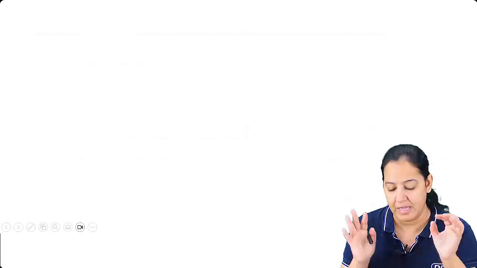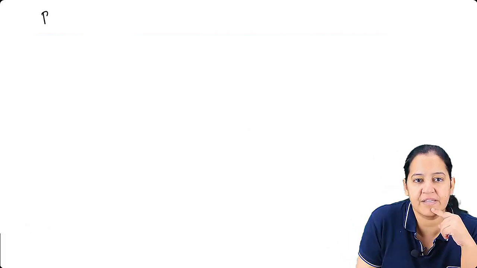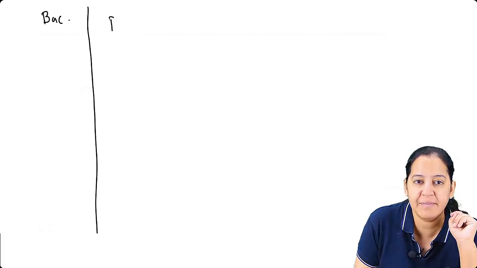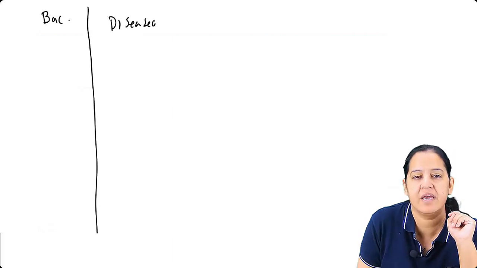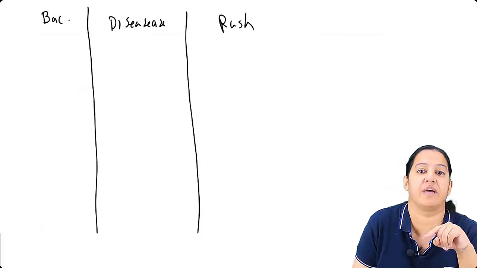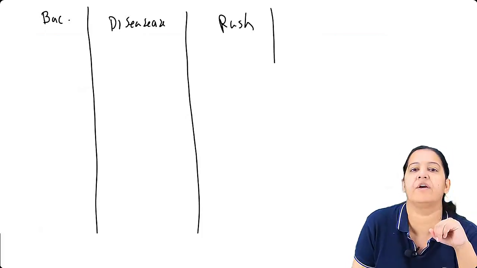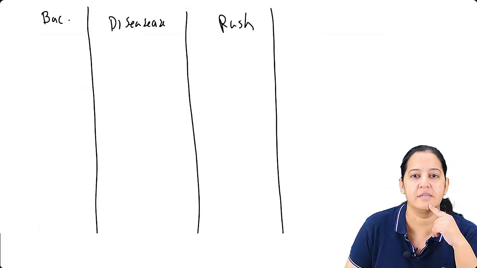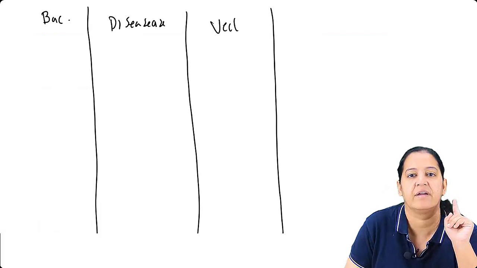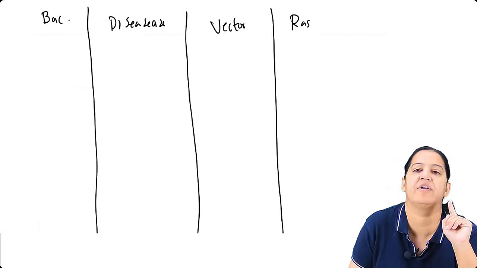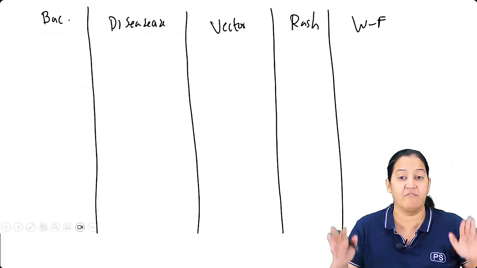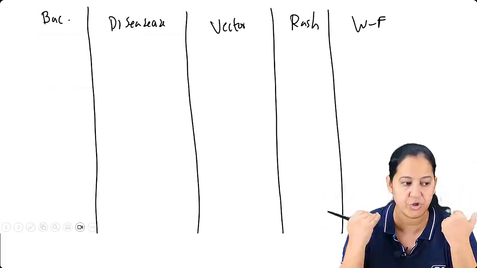Let me make the table. You help me in making the table. Tell me the name of the 6 bacteria first. Then tell me the name of the diseases they cause. Tell me the peculiarity of the rash in each of them. Rash will be in all, but tell me its peculiarity later. Tell me the vector in each of them. And lastly, tell me Weil-Felix. So complete table on one page. I want you to make this table with me. You can take out your copy and pen and make it.